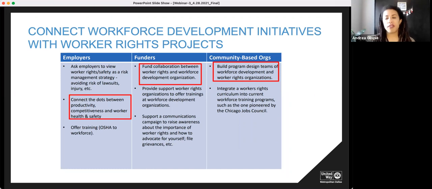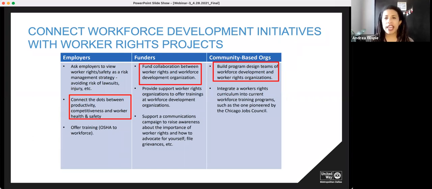In terms of connecting workforce development initiatives with worker rights projects, employers have a lot of data at their fingertips, and they can use that workforce data and data they may have on workforce incidents to start to connect the dots for themselves between productivity, competitiveness, and worker health and safety. Funders can support collaborations between organizations in Dallas, like the Worker Defense Project, and workforce development organizations, so that, again, participants in training programs are not only building their occupational skills, but also their knowledge about what's appropriate and what's not in the workplace.